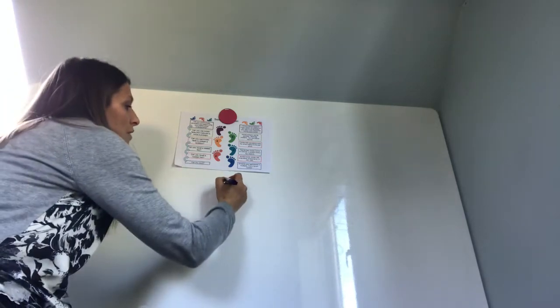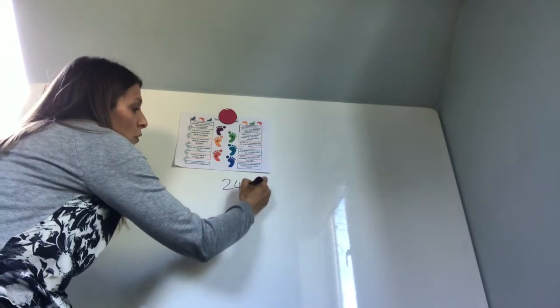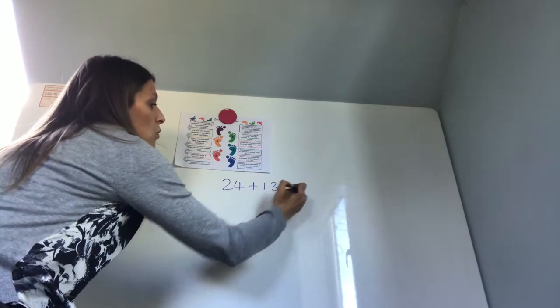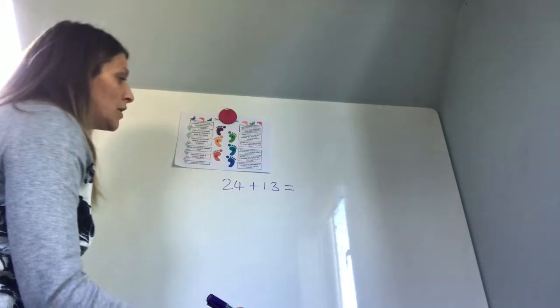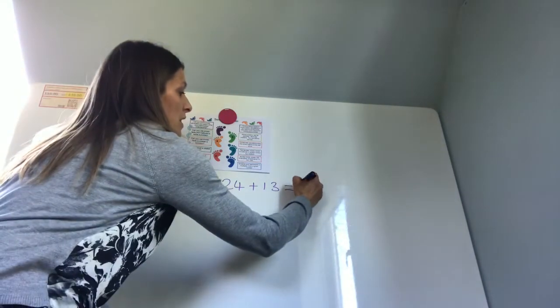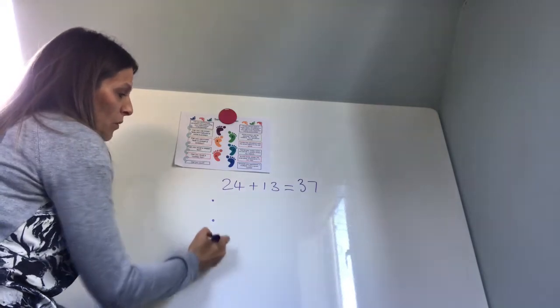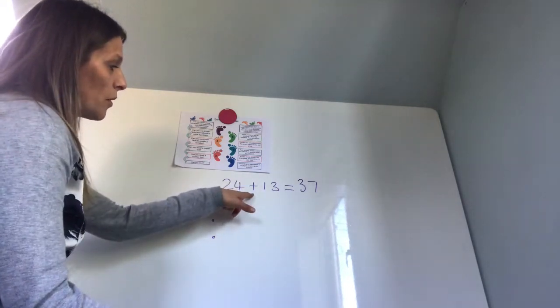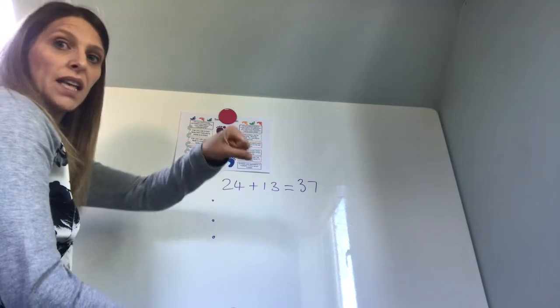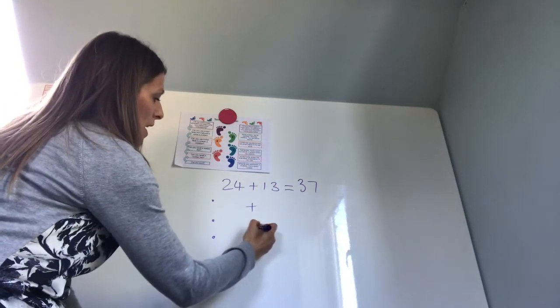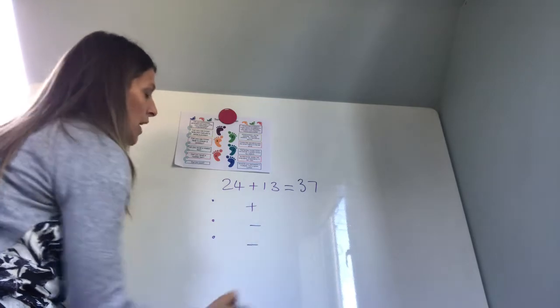So if I said, for example, 24 add 13 equals, now you would need to find me the answer there. Now just quickly, that answer is going to be 37. Okay, so I would then need to put the rest of the family with this. Now remember, the opposite operation for an add is a take away. So I know I need 1 more add and 2 takeaways.